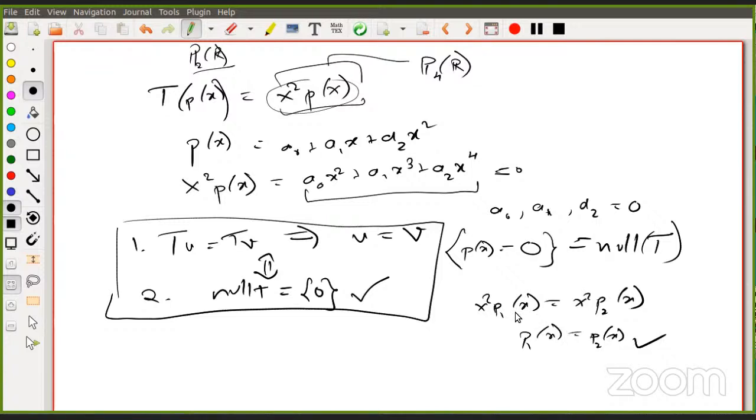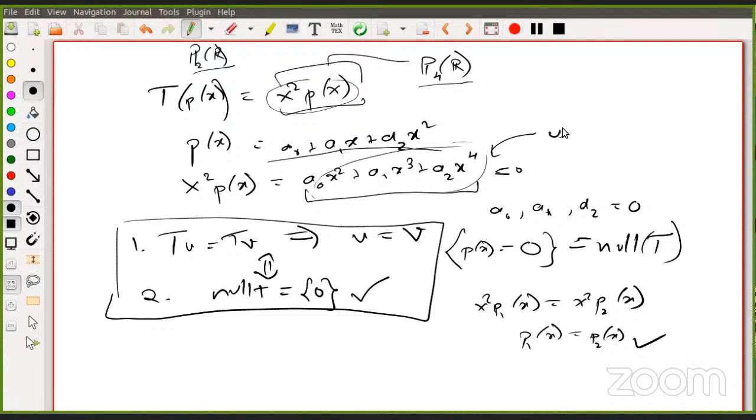If you want to talk about surjectivity, I've taken the general polynomial for the domain of the map, which is a0 plus a1x plus a2x squared. So any polynomial times x squared would give you a polynomial of this form. This does not cover all of the possible polynomials that you could have in P1(R). So P1(R) consists of all of the polynomials which have degree at most 1. And clearly this doesn't cover all of them.